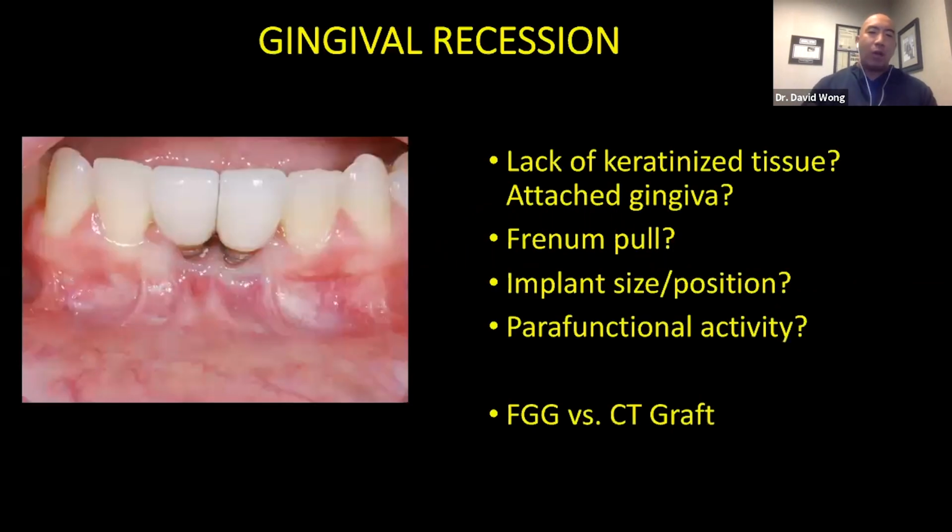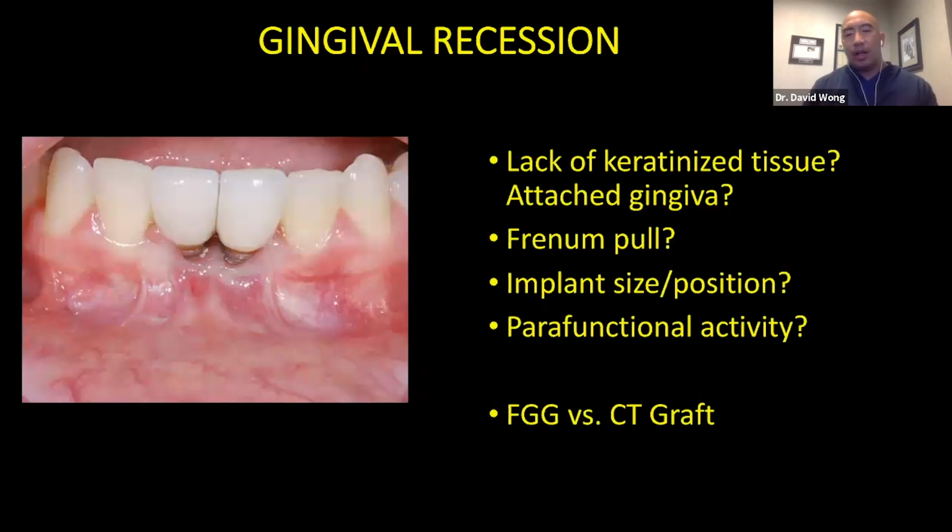So how do we treat them first? Okay, so whenever we have a situation like this, we have a failure around the implants from a cosmetic perspective, from a perio perspective, it's a failure. It's gingival recession around implants number 24, 25. You don't see any keratinized gingiva. There's no attached gingiva. You have a series of frenum pulls. And what do you do about it, right? The implants are too close together. They're too big, whatever, right? Maybe the patient brushes their teeth too hard. What do you do about it?